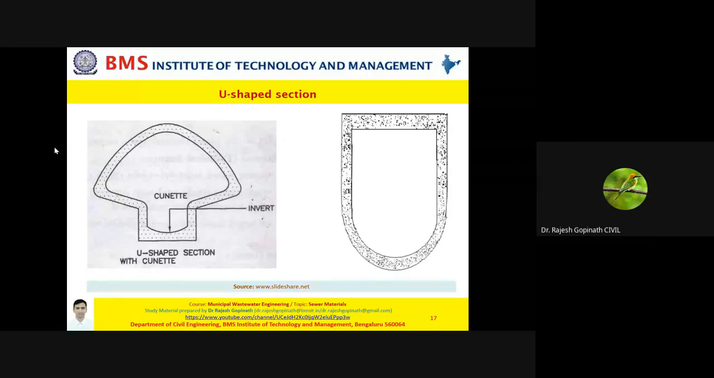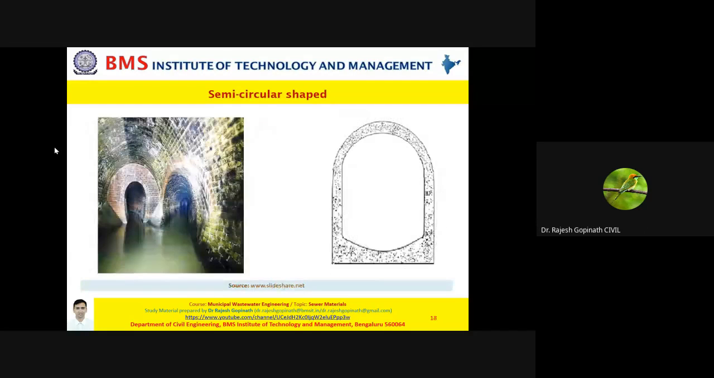As I told you, we tend to go for this when you need to go for large sewers, when you need to go for long sewers. Okay, now what's next? Now basically you're looking at a semicircular shaped section. So have a look at this. See, you have a section here. You can see the top part, you can see the arc.